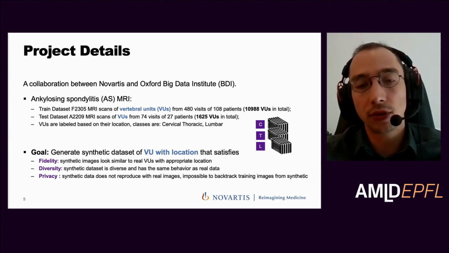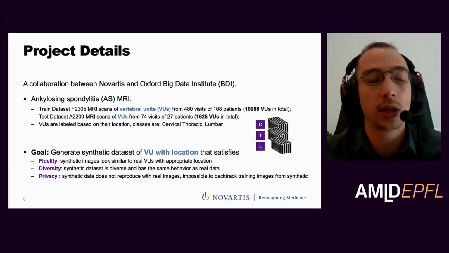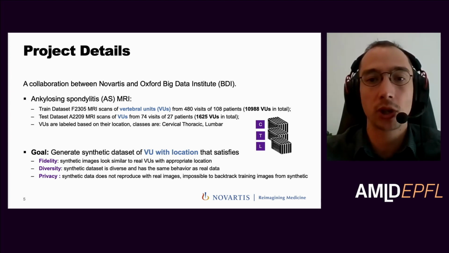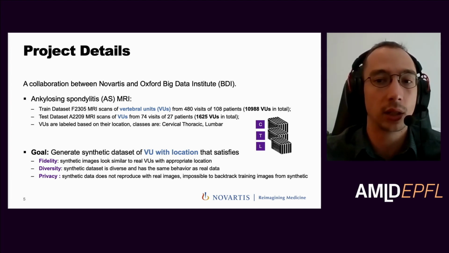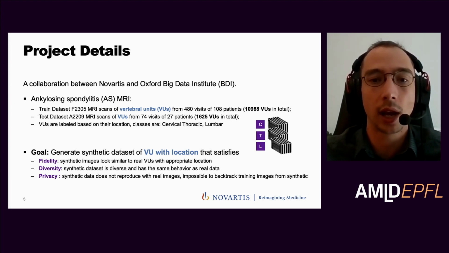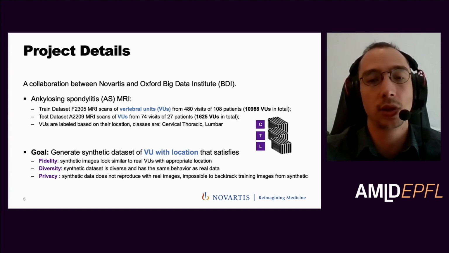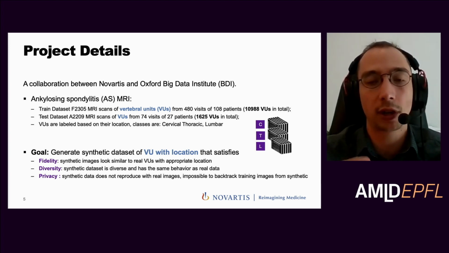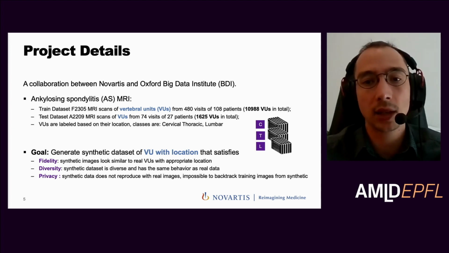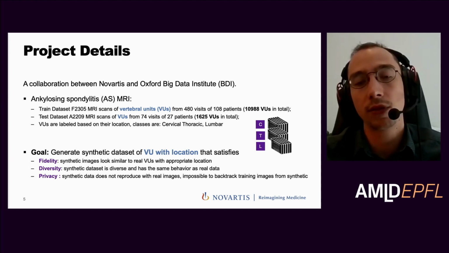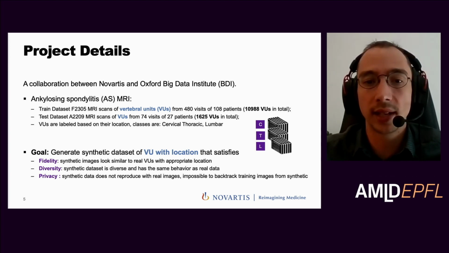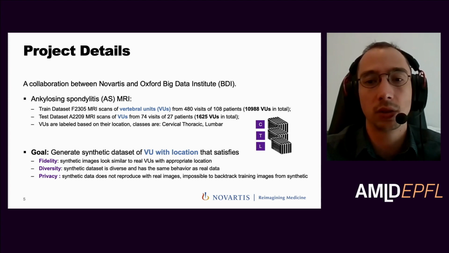And a few words on the data set we worked on for our proof of concept. We worked on a data set that's part of a collaboration between Novartis and the Oxford Big Data Institute, on MRI data sets from a disease called ankylosing spondylitis, which is a spine disease. We have MRI spine images of vertebral units, a vertebral unit being a 3D volume between two vertebrae. For training we have 11,000 of those out of only 100 patients, but quite a few visits, and a test data set of 1,600 VUs.